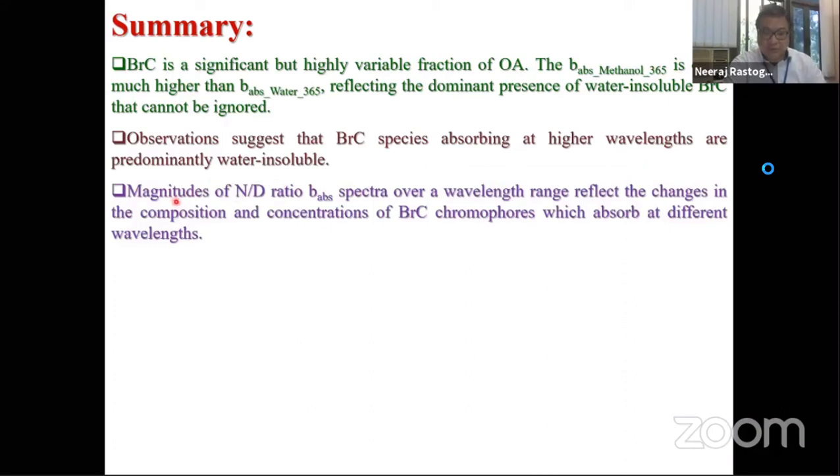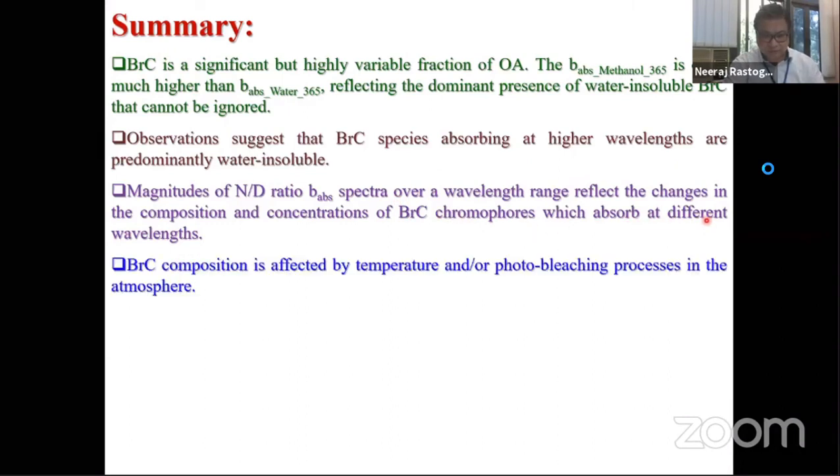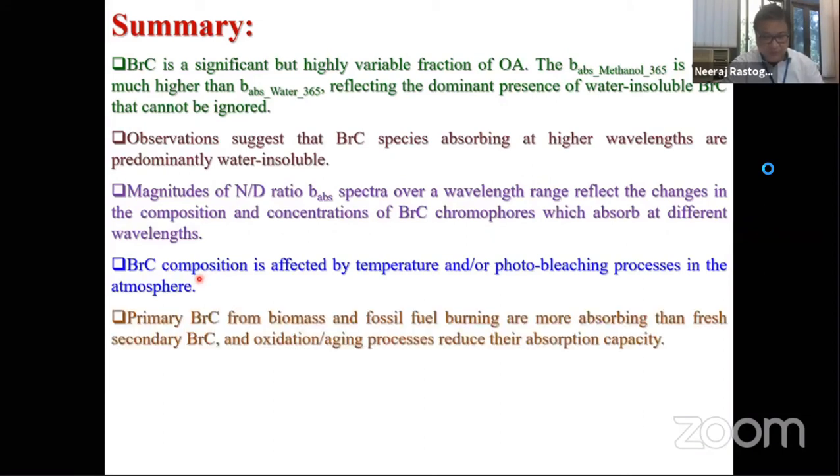Further, we have seen that the magnitude of the night by day ratio of absorption spectra over a wavelength range reflects the change in composition and concentration of BRC chromophores, which absorb at different wavelengths. BRC composition is affected by temperature and photobleaching processes in the atmosphere.